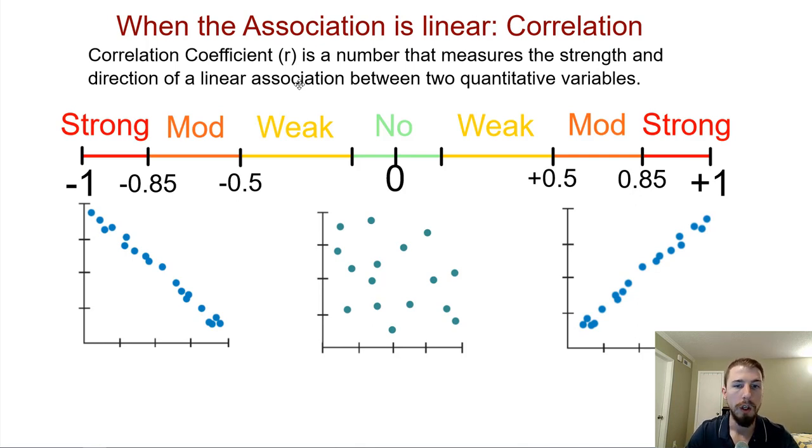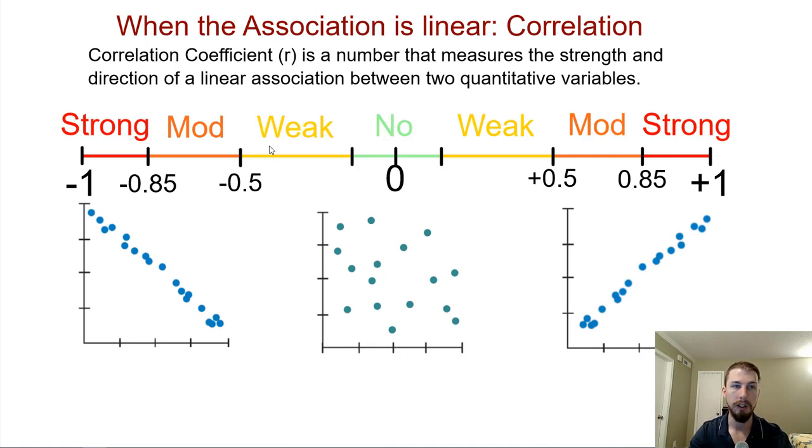The correlation coefficient r is the number that measures the strength and the direction of the linear association between two quantitative variables. So -1 is the strongest negative correlation we could have, and the strongest positive correlation is going to be +1. So anything from -1 to +1, those are going to be the possible correlation coefficients. -1 would be a perfect negative association, so that would be if they were all perfectly in line. +1 would be if they were perfectly in line over here, and then 0 would be somewhere in the middle.